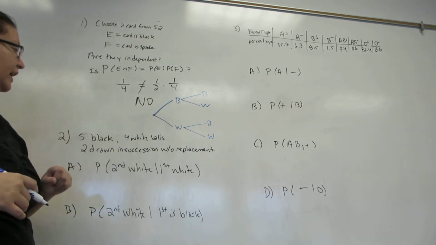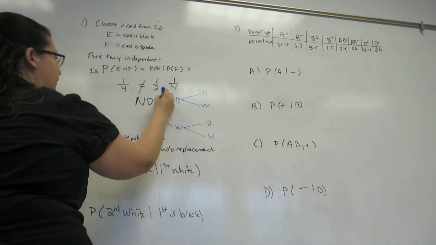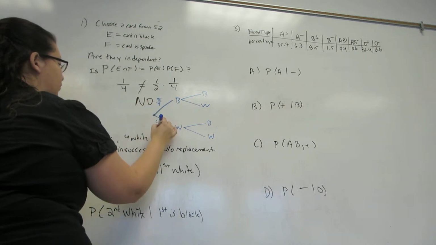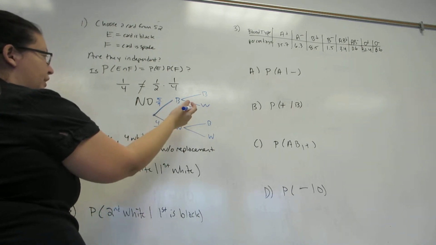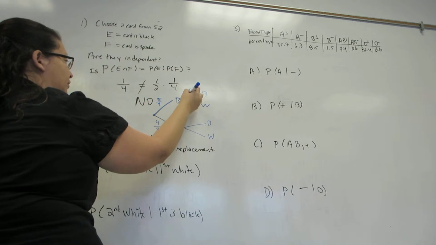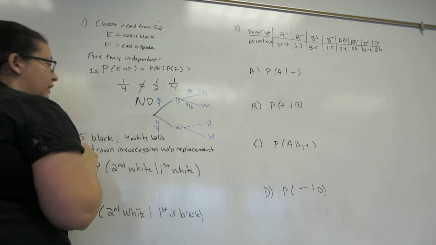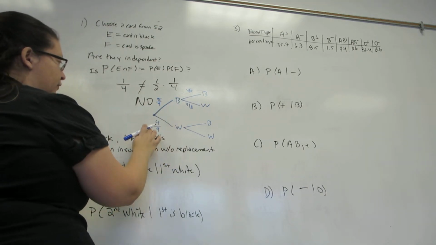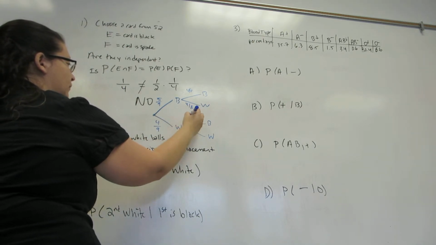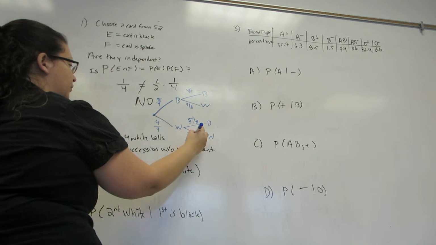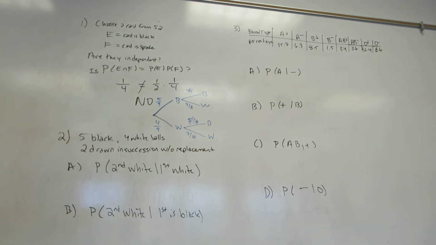For the first draw, I have 9 balls. 5 of them are black, 4 of them are white. If I chose a black ball first, I'm left with 8 balls. 4 of them are black, 4 of them are white. If I chose a white ball first, I'm left with 8 balls. 5 of them are black, 3 of them are white. This just saves me the trouble of computing the probabilities individually when I'm trying to do my computations.